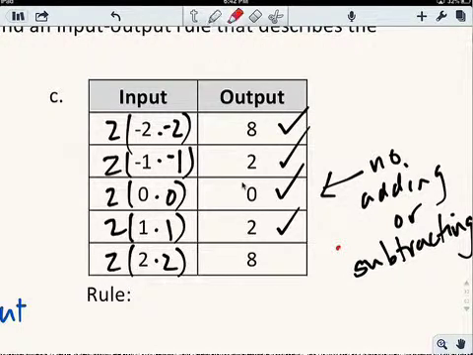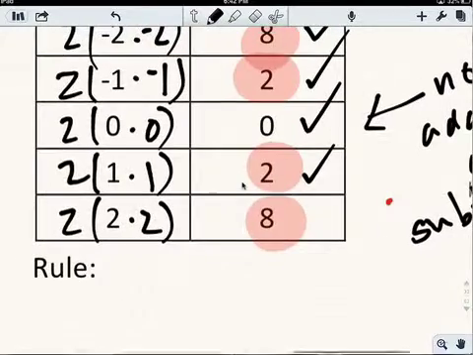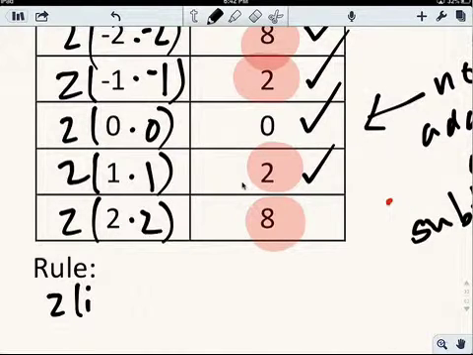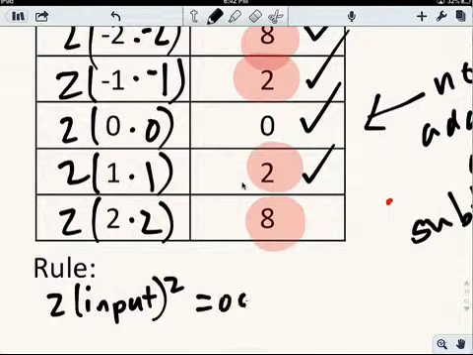And so I noticed that there's 8 and 8 here and 2 here. And that told me that perhaps there was something going on where it had to be multiplied by itself, because it seemed like the negatives didn't matter. And when you square stuff, everything turns out positive. So that's a way of saying that the negatives don't really matter. So I think my rule then is 2 times the input squared equals the output. Hooray.